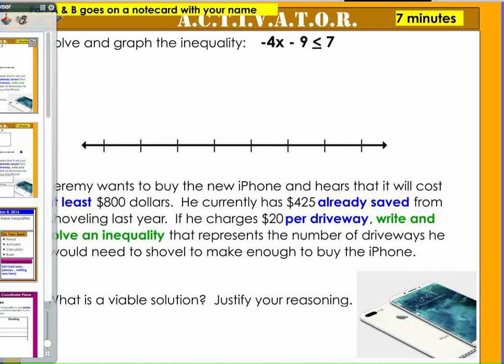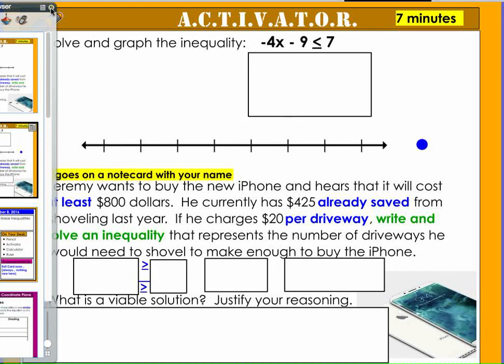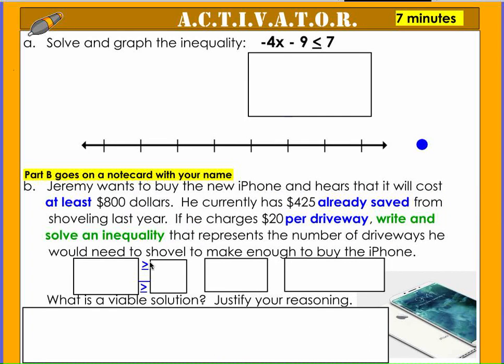All right, so let's take a look at this activator. Here we had to solve this inequality. You might recall that solving an inequality is very similar to solving an equation. There is one thing that needs to happen when we solve an inequality, and I'm going to address that now.